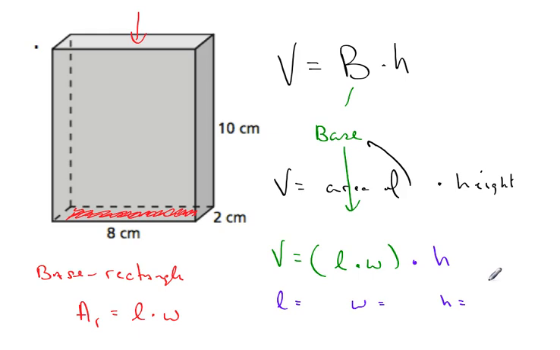So start there. Write the formula. Label your givens. What are you given? So you're given a length, width, and a height. What is the length of this rectangular prism? The length is 8 centimeters. What's the width of this rectangular prism? 2 centimeters. And what's the height of this rectangular prism? 10 centimeters. All right, so formula, write down your givens.